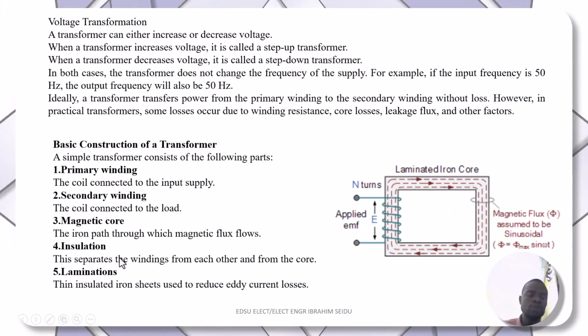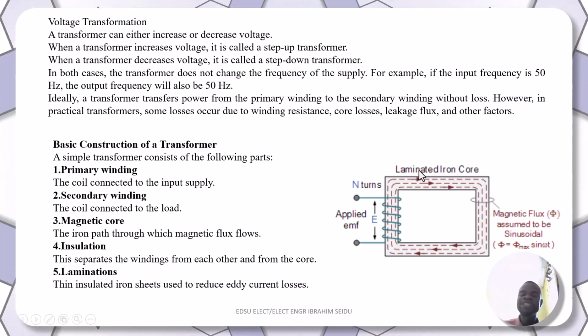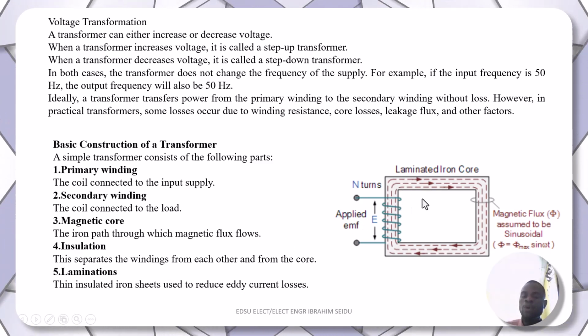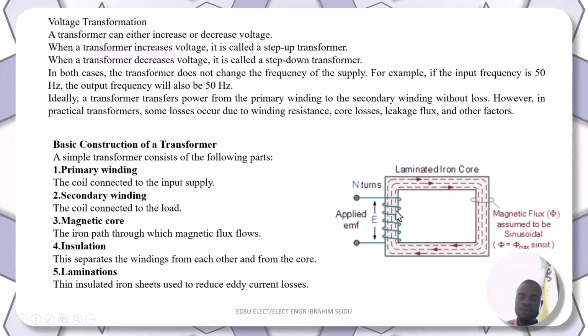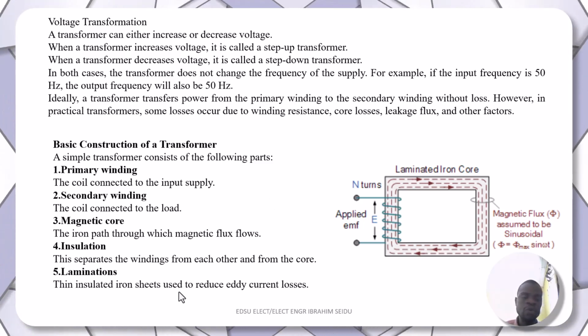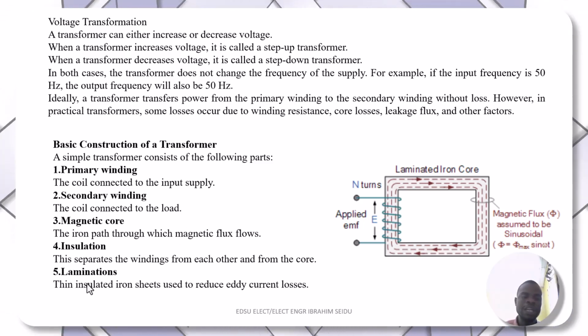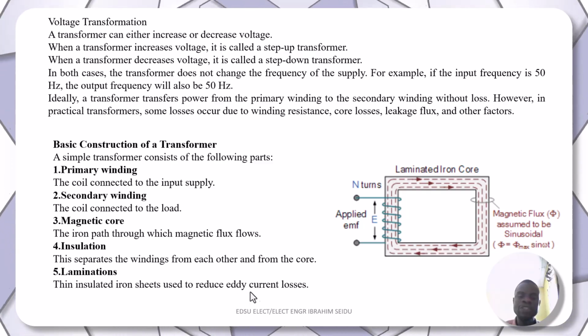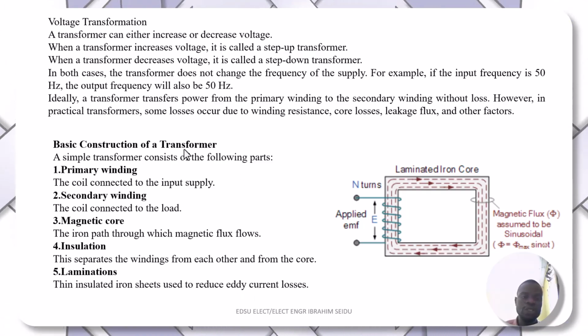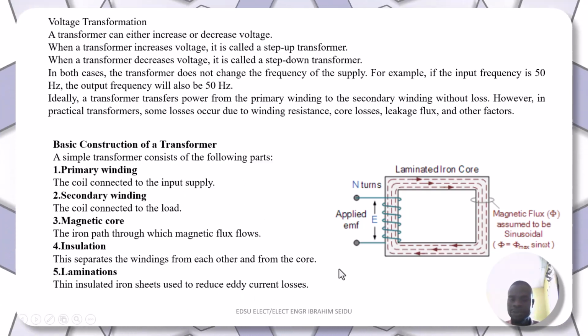Then we have insulation. Insulation is what is used to separate the coils from each other so that they will not conduct. Then also we have lamination. Laminations are thin insulated iron sheets used to reduce eddy current losses. They are called laminations.